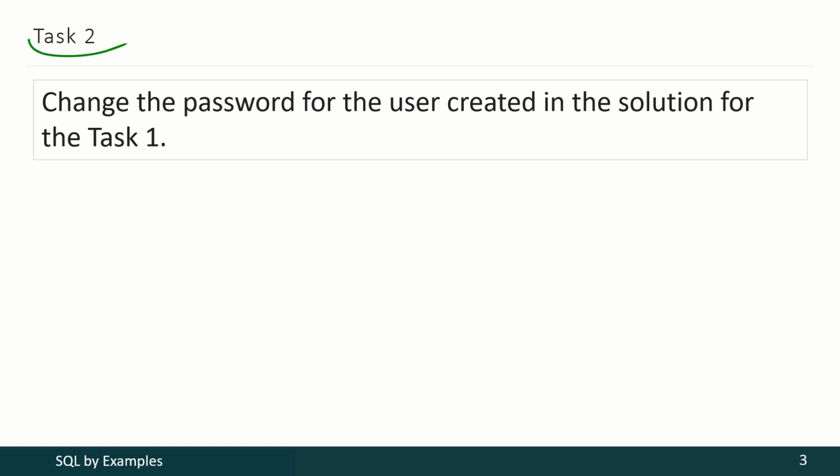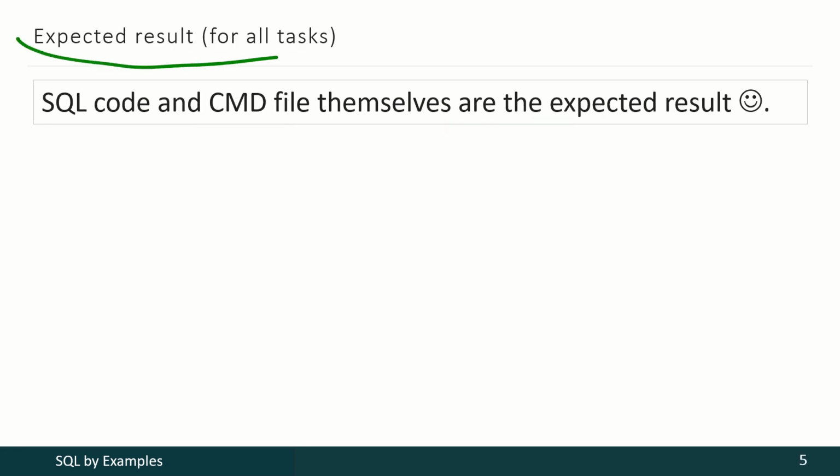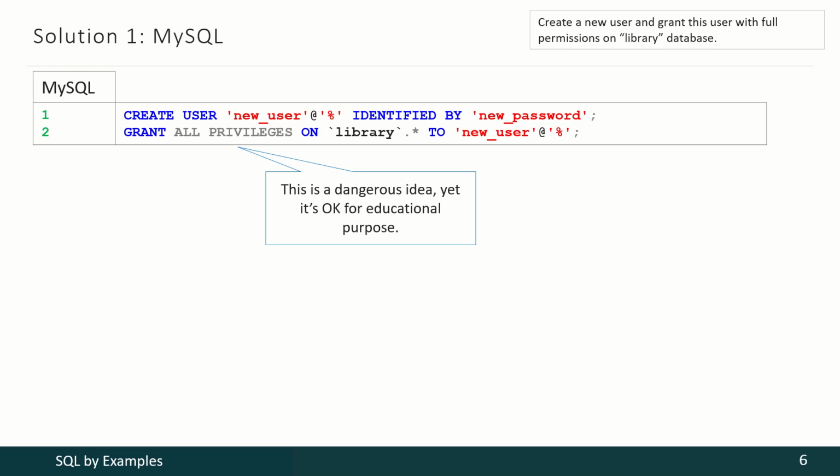In the second task we have to change the password for the user created in the solution for task 1. And in the third task we have to create command files to stop, start or restart a DBMS. As the expected result for all tasks here is SQL code and CMD files, let's proceed with a review of the solutions right now. If we want to create a new user and grant him full permissions in MySQL, we have to execute two queries.